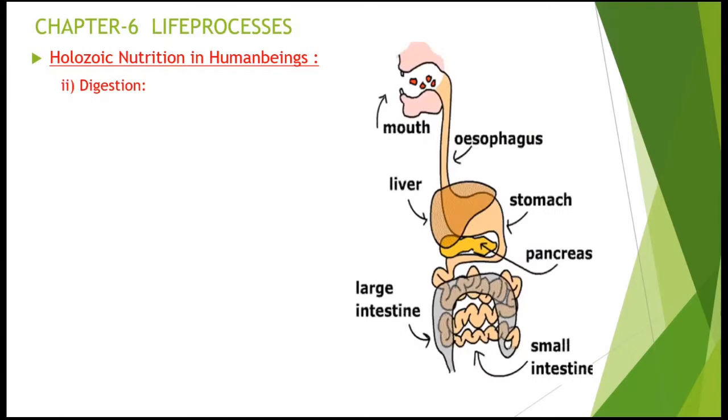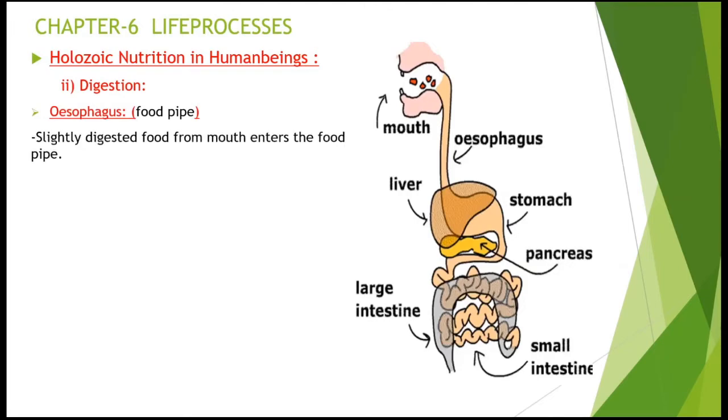The partially digested food from the mouth then passes to an organ called the esophagus. It is also called the food pipe. Once the food enters the food pipe, the muscles of the food pipe hold the food and push it down by contracting and relaxing. This type of movement is called peristaltic movement.